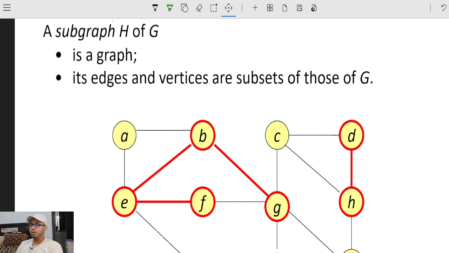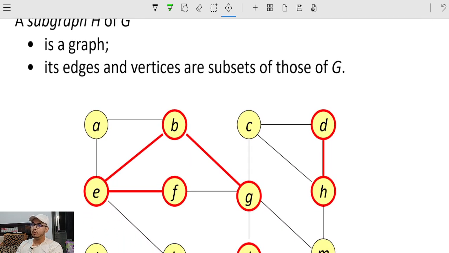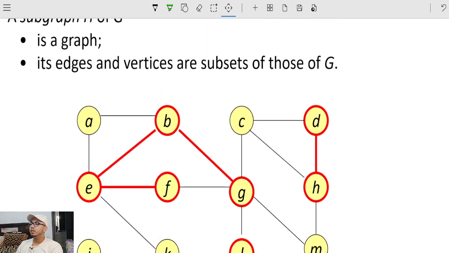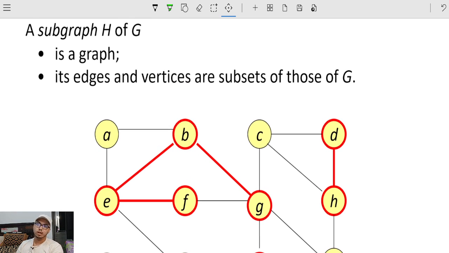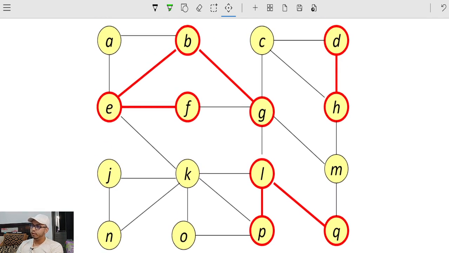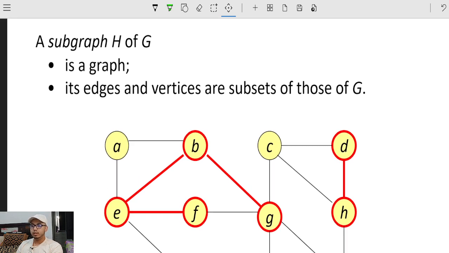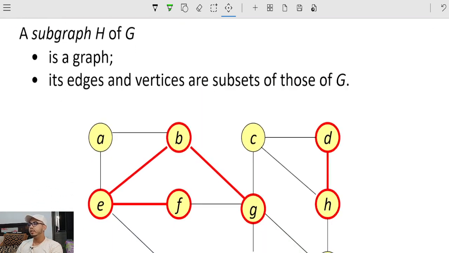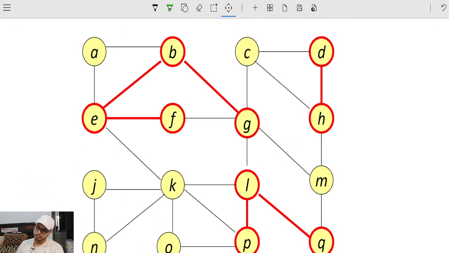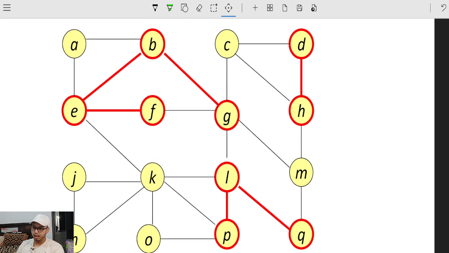Now subgraph. A subgraph H of G is a graph whose edges and vertices are subsets of those of G. Vertices will be B, D, E, F, G, H, L, P, Q, and the edges and vertices are subsets of graph G. That is a subgraph. The edges will be E-H, B-E, B-J, E-F, D-H, L-P, L-Q.